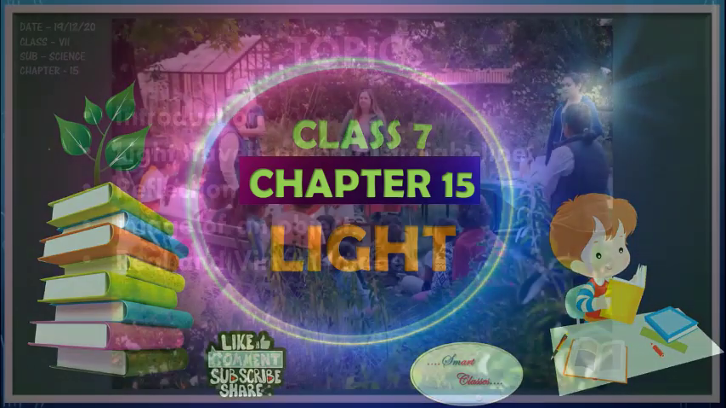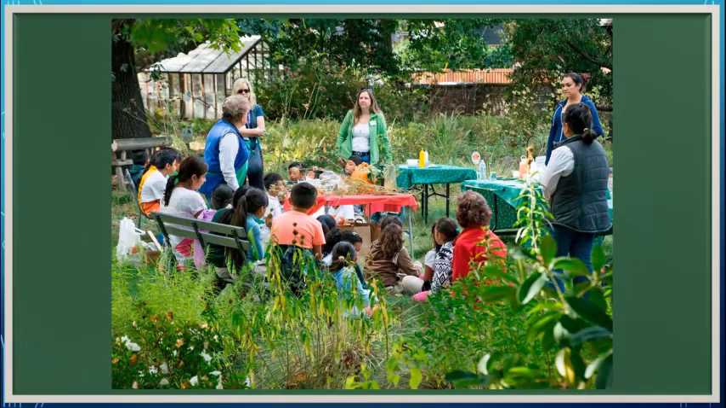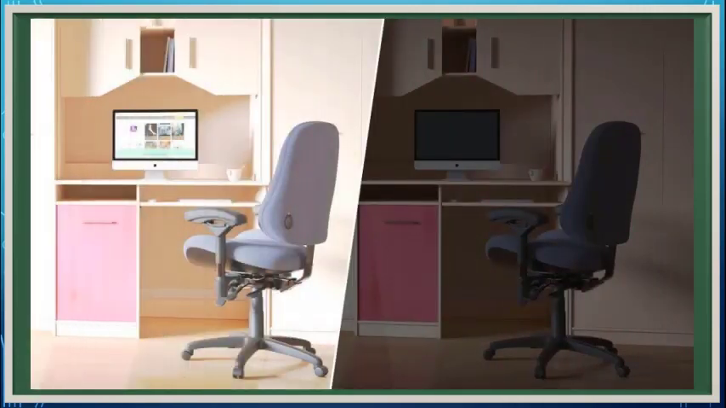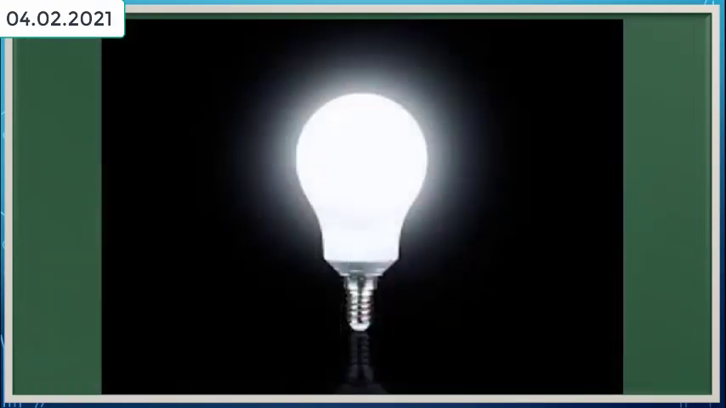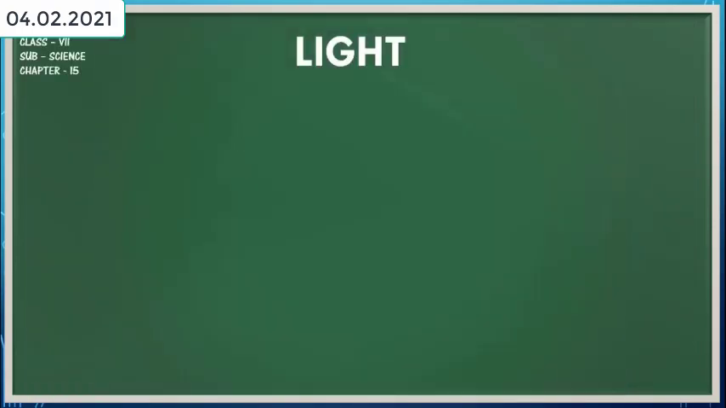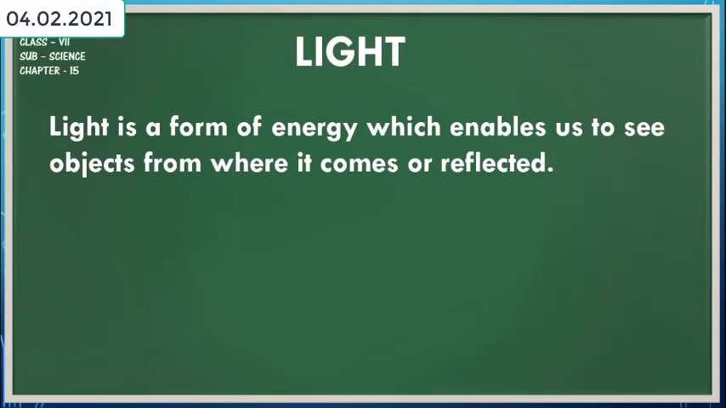In our surroundings, we usually see a variety of objects. Sometimes we are unable to see anything in a dark room, but on lighting up the room, we are able to see things in the room. Since an obvious question arises, what makes things visible? Its answer is light. Light is a form of energy which enables us to see objects from where it comes or is reflected. We can detect light with our eyes.